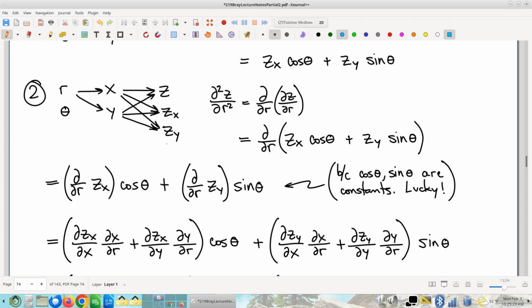Likewise for zy while we're here. Zy, also a function of x and y. Indicate so on your diagram. So now, the question of how to make sense out of this partial is not a problem at all.